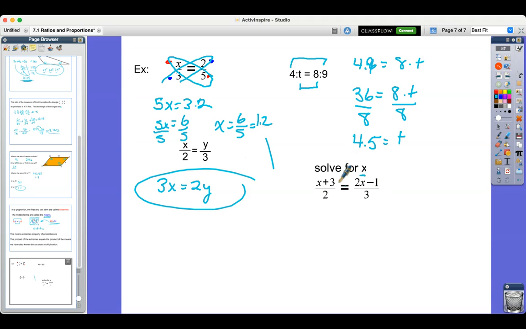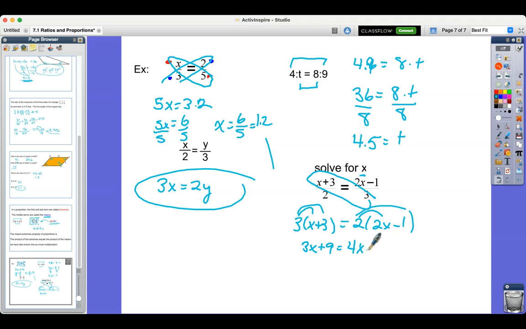So we're still going to multiply extreme times the mean. So 3 times x plus 3 equals 2 times 2x minus 1. Part of this is we have to make sure we distribute, which is something we forget to do. So we get 3x plus 9 equals, distribute the 2, oh sorry, I said 2, it's 4. 4x minus 2. Since this x is bigger over here, we move this side, 3x minus 3x, and then plus 2, plus 2. We get 11 equals x, and that's our value for x.